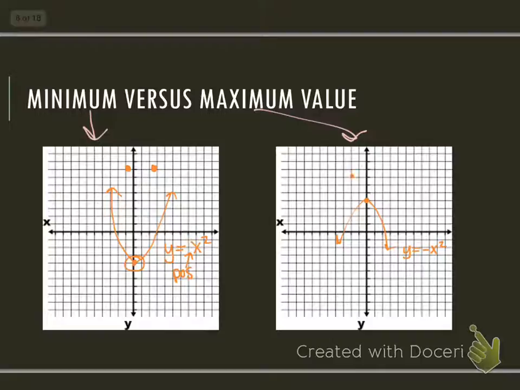It kind of looks like a sad face. So it's going to be when this point right here, my A value, is negative. It will be a sad face or a maximum value. So that's kind of how you can tell just based on the equations if it should be a happy face, sad face, maximum, or minimum. So minimum is when the vertex is the lowest point. Maximum is when it's at its highest point.